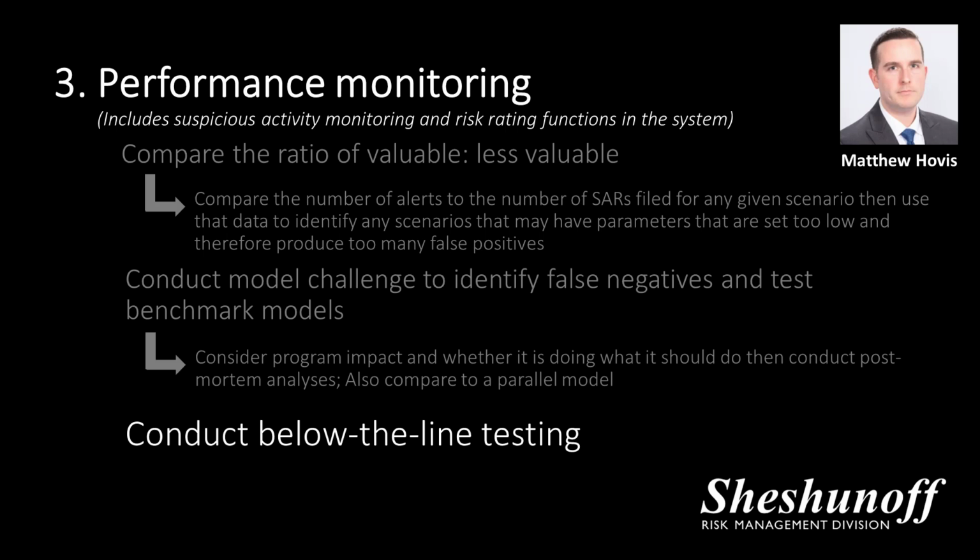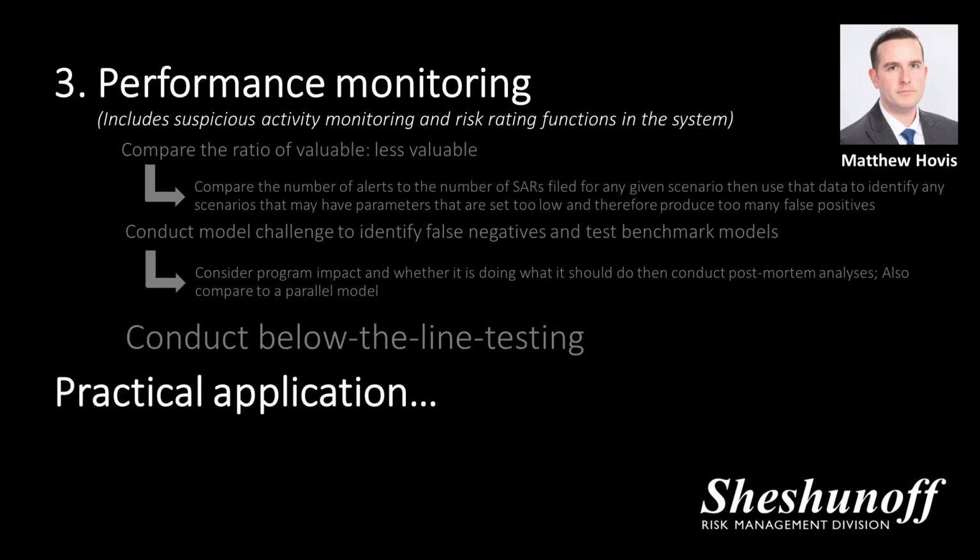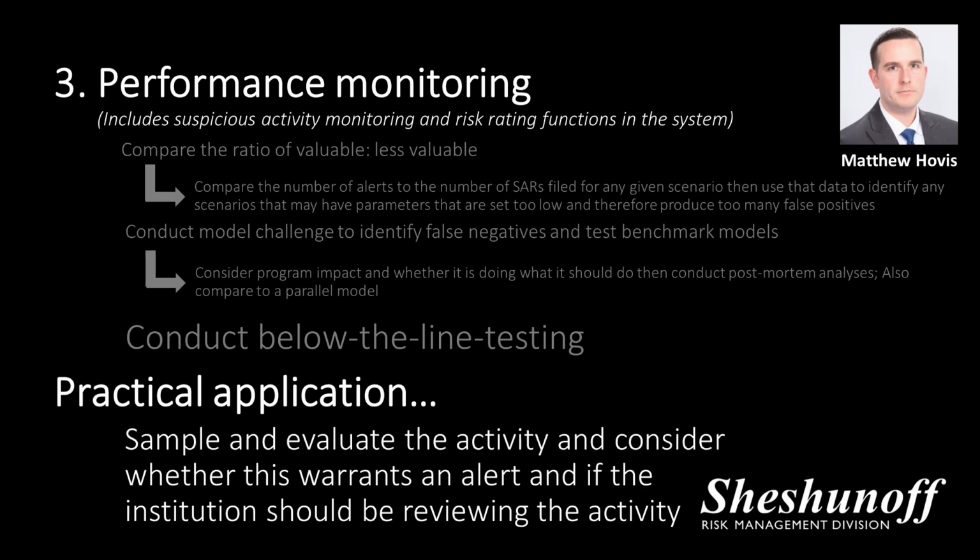Lastly, a very common form of performance monitoring is to conduct below-the-line testing, and that's when you take the results from the production functions that are there, such as your various scenarios, but you look at the activity that would have generated an alert had it been set differently. So essentially, if you're applying a risk score to a potential alert at a certain number, you're going to look below that line. And if you have certain parameters, for instance, over the amount of activity that is required to trigger an alert, that could be another instance where you're looking just beneath that line.